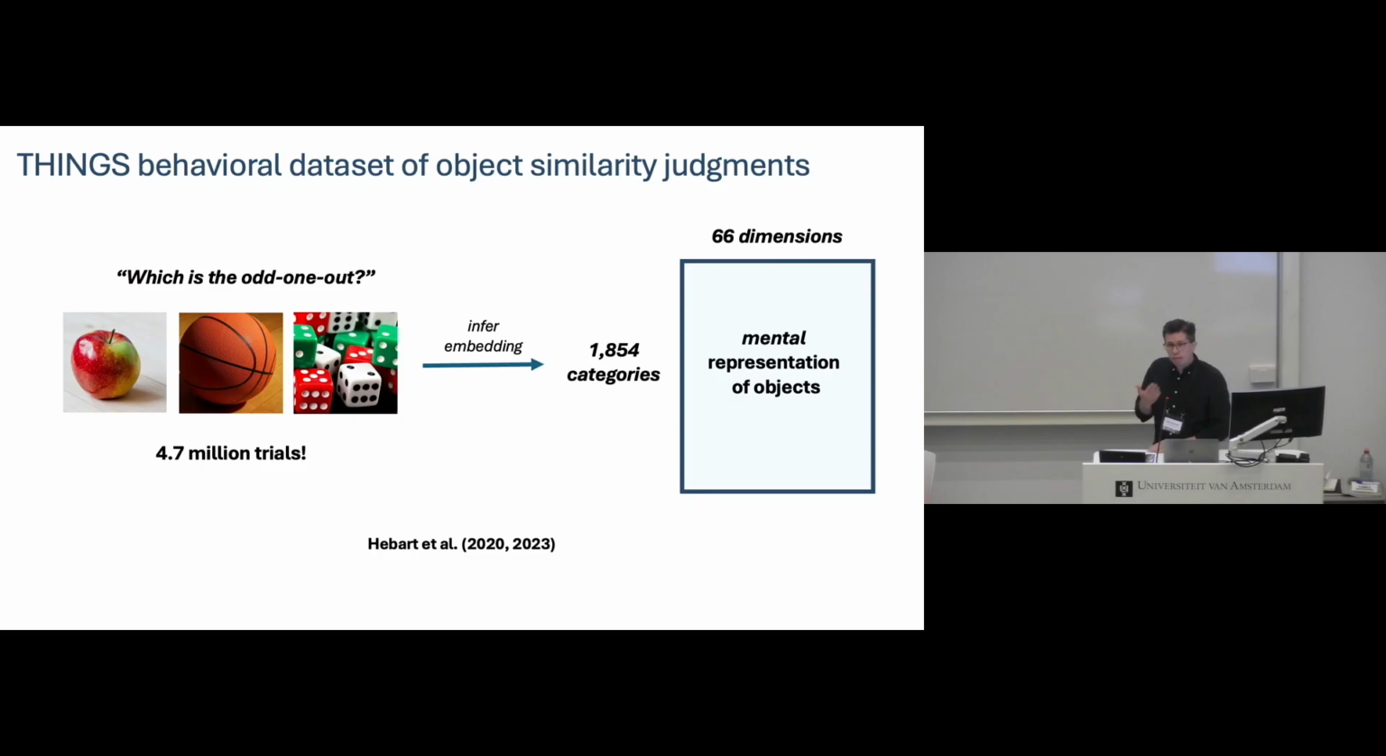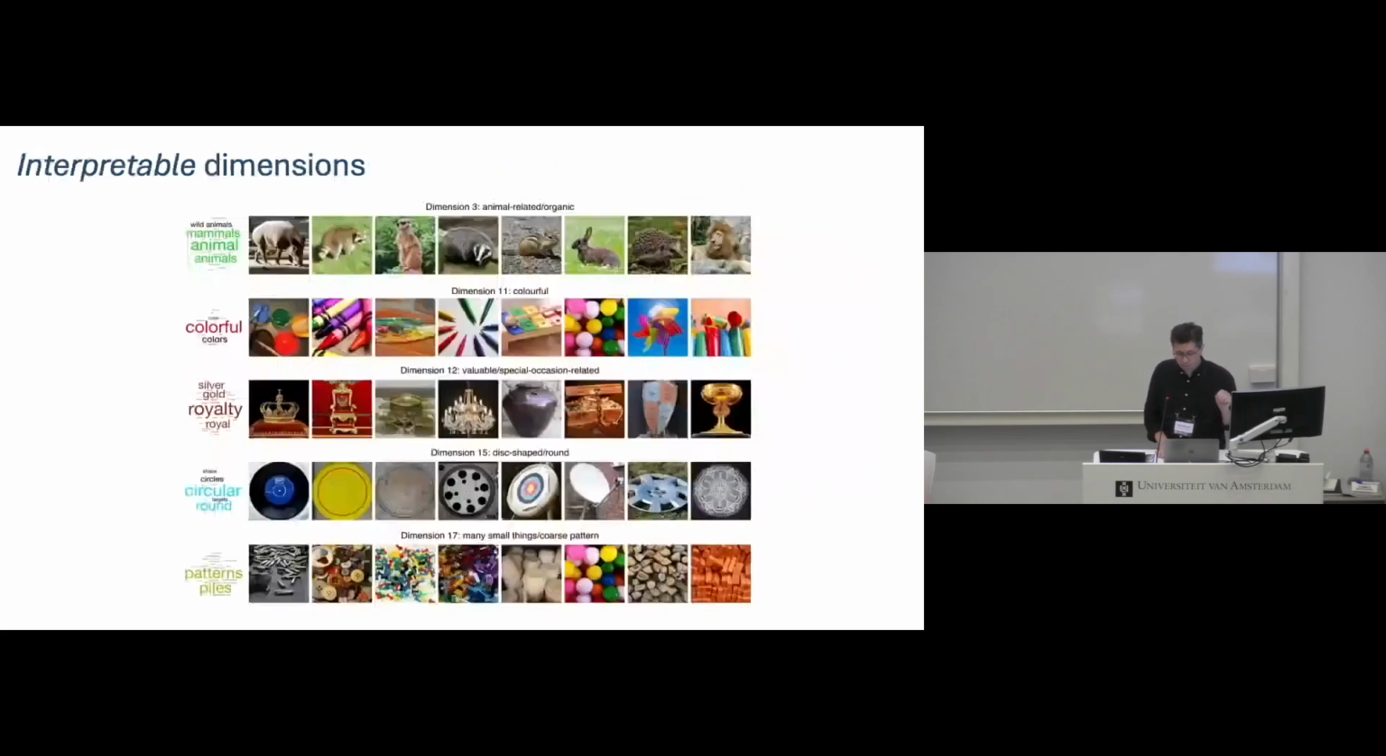Based on behavioral data from this task, from millions of trials of this task, Martin and colleagues learned a set of 66-dimensional embeddings for about 1,800 categories of objects. And the idea is that these embeddings characterize the sort of similarity space of the mind for these objects, like how we represent these objects in our minds and how we use that information to make similarity judgments. So this is going to be the primary object of study for us.